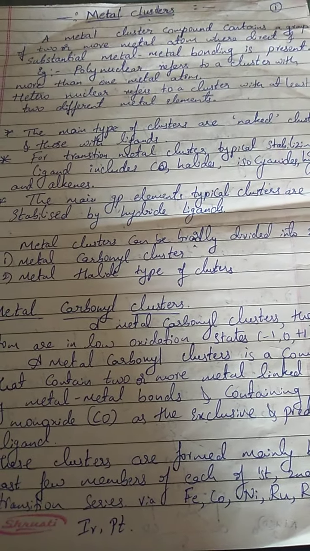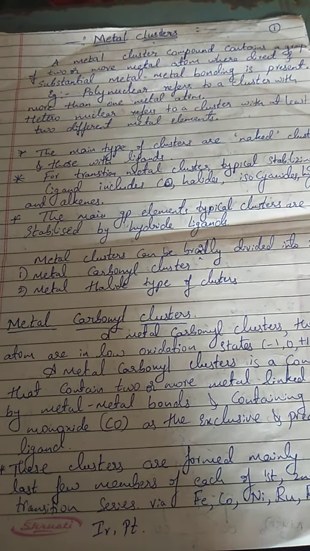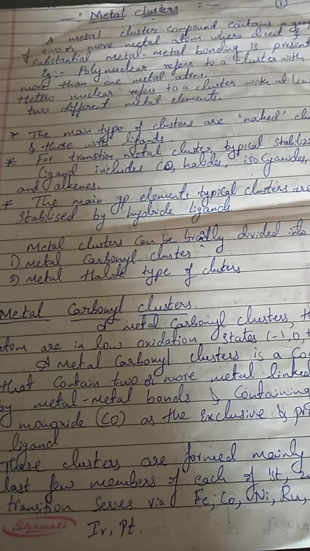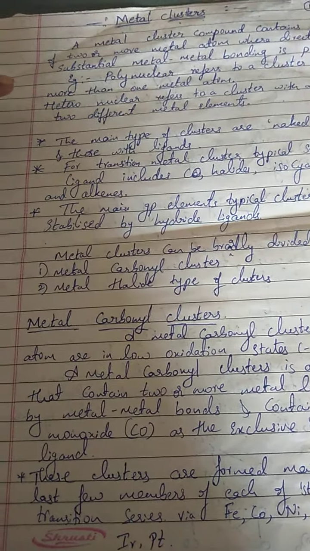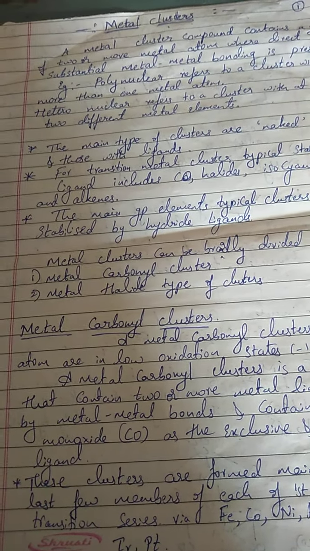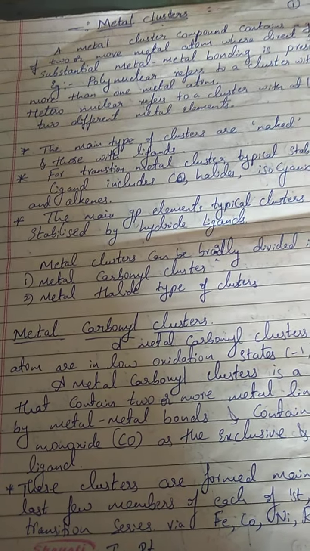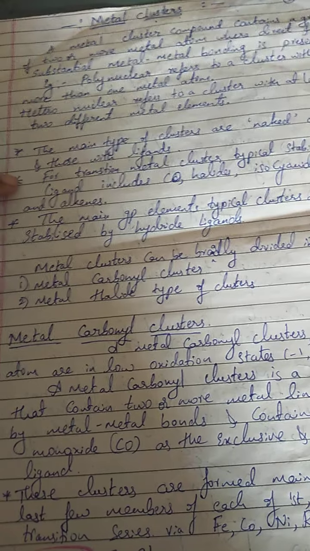Example, polynuclear. Here it refers to a cluster with more than one metal atom. Heteronuclear means having two different metal elements. Here we can see the main type of clusters, which are clusters with ligands.